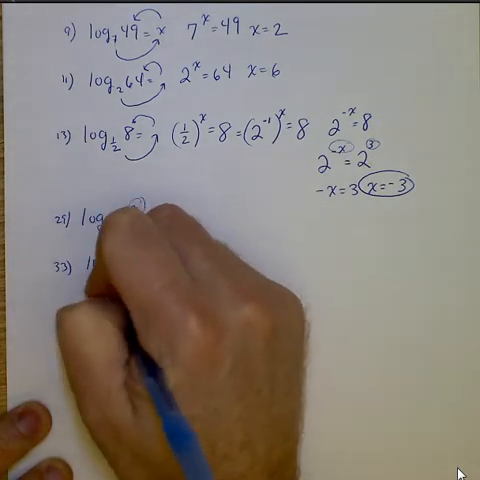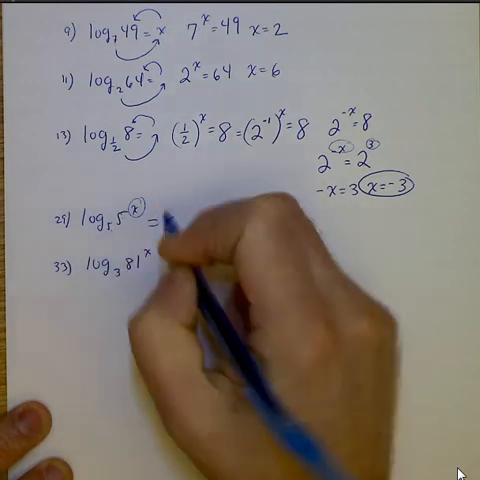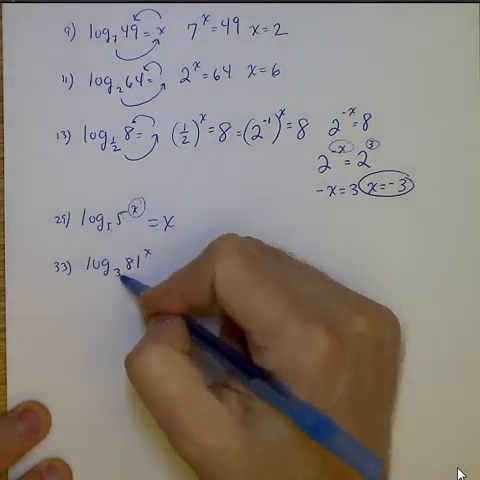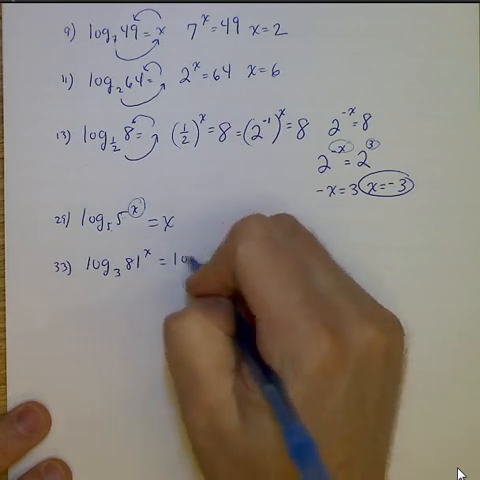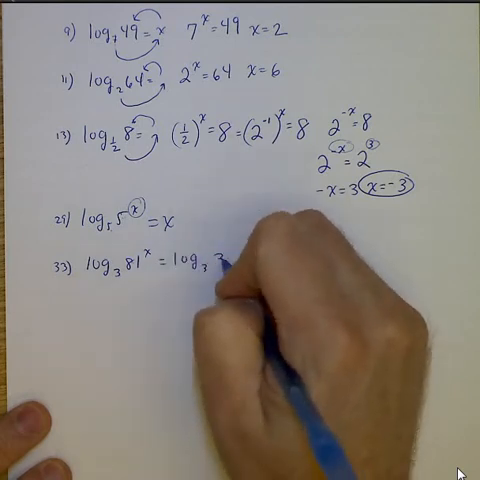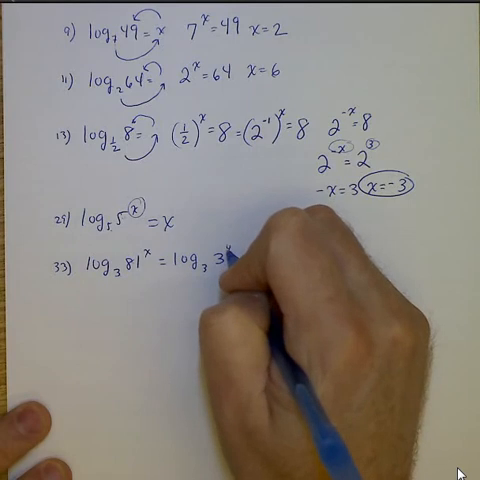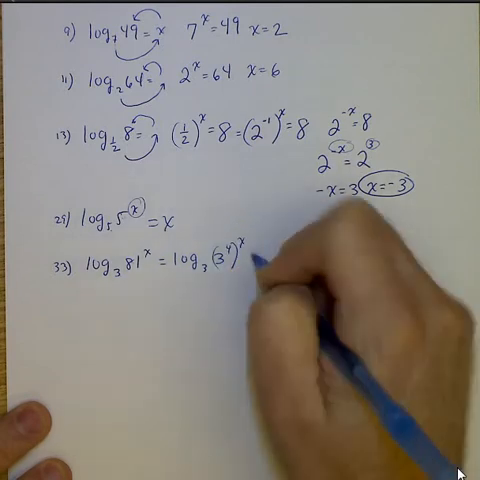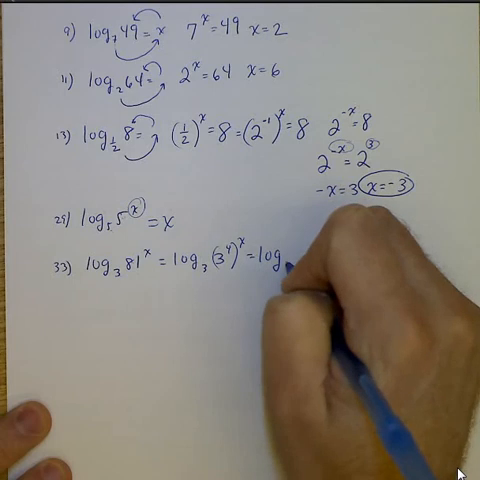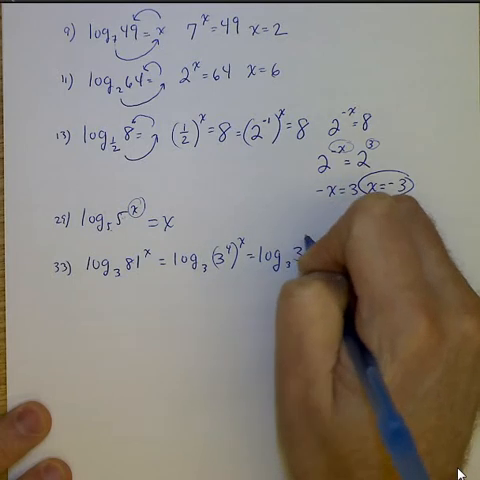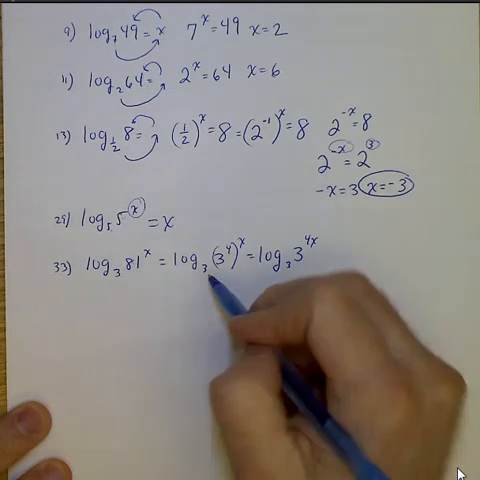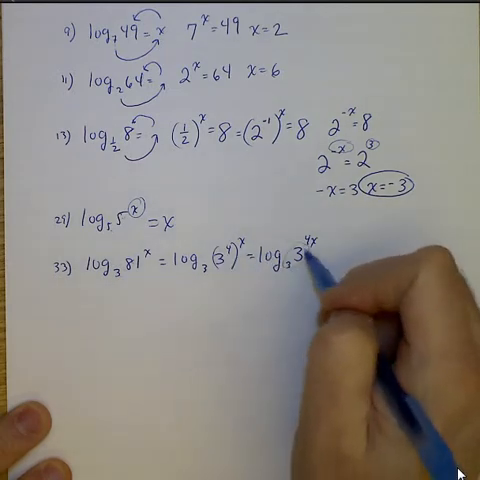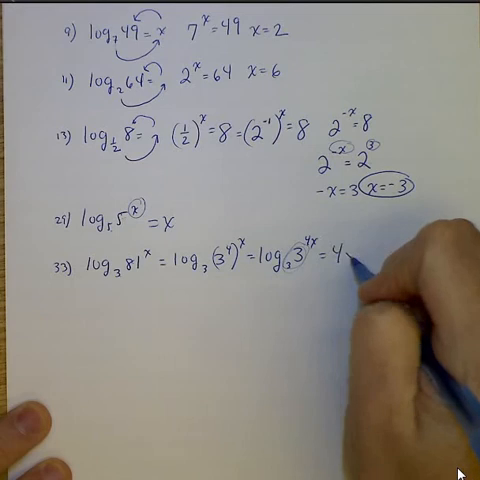The rule is not in place here because this 3 and this 81 are not the same. However, we can rewrite 81 as 3 to the 4th, and we can use power to power. And so what we've done is we've taken the original problem and we've forced it into the rule. Now these are the same. So your answer is 4x.